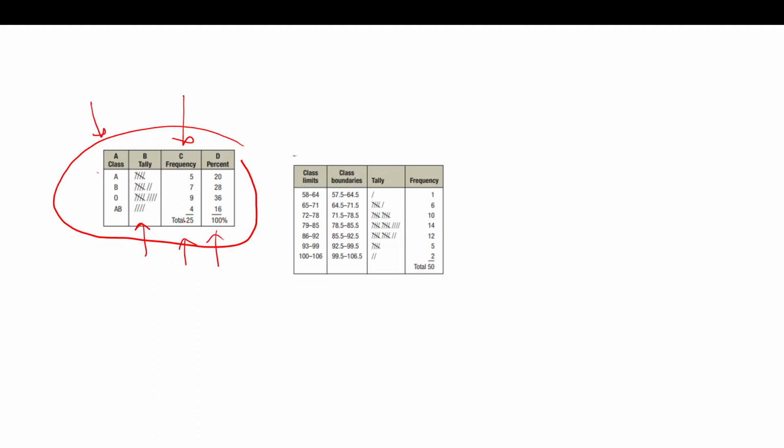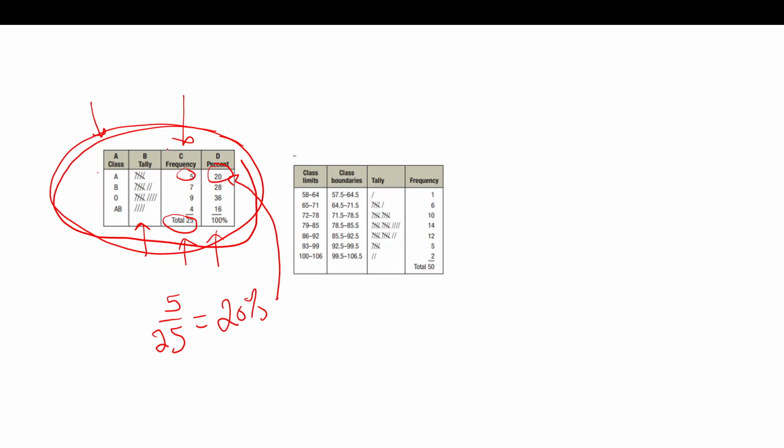Now, the percents are if there's 25 total, there's 5 of type A, and so you have 5 out of 25. That is how you get the 20%, which is listed there, and that should be something familiar to you. And you should be able to convert fractions to percents as well. So this would be a complete frequency table. We have the frequencies and we have the percents. The percents are also called relative frequency.